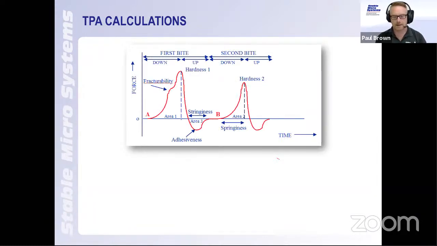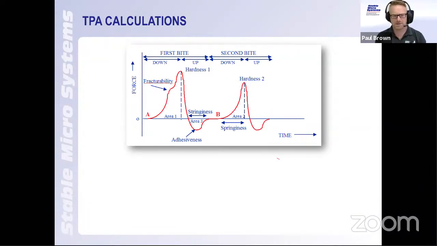So here is a general review of the TPA, just very quickly. You're looking at things like fractability, the hardness, the stringiness of products, the adhesiveness of products. To give you an example, take chocolate. Generally a hard chocolate doesn't have a second bite. It doesn't have stringiness. It doesn't generally have adhesiveness potentially. It certainly will have a hardness and it will have a fractability.